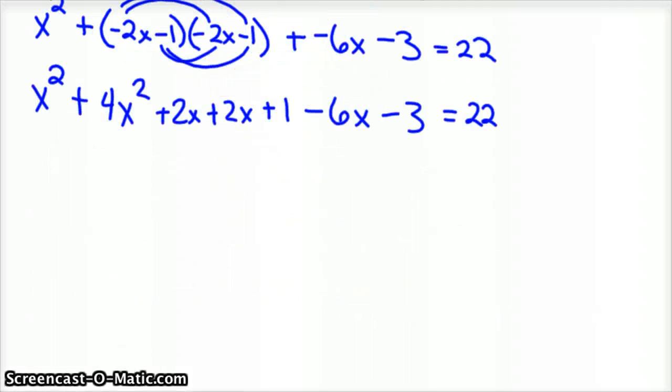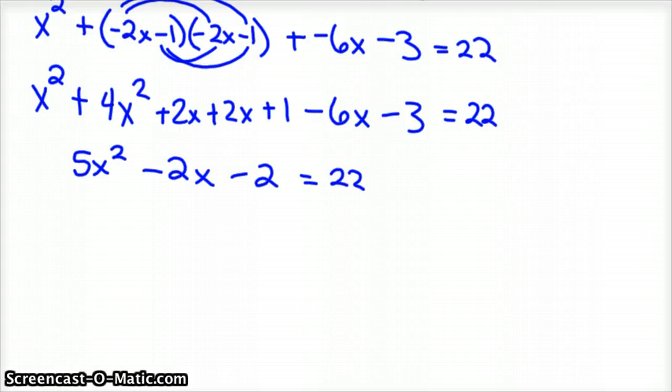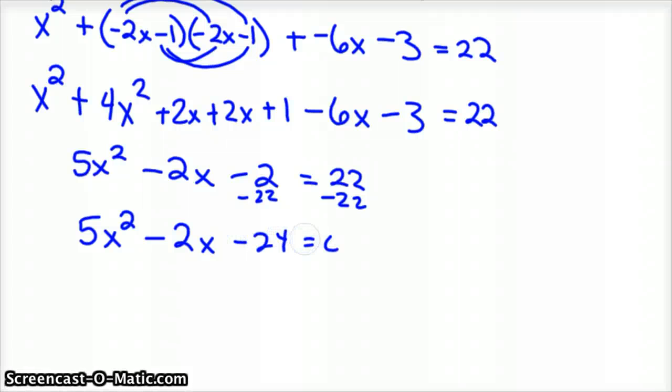Now we're going to move everything. Since this is an x squared, we're going to add stuff together. So x squared and 4x squared is 5x squared. 2x and 2x and minus 6x would be negative 2x. 1 and negative 3 is minus 2, and that equals 22. Since it's an x squared, we're going to move everything left, put in descending order, and either factor it or use the quadratic formula, or complete the square if you wanted to. And so I'll subtract the 22 to the left, and you'd have negative 24 equals 0.